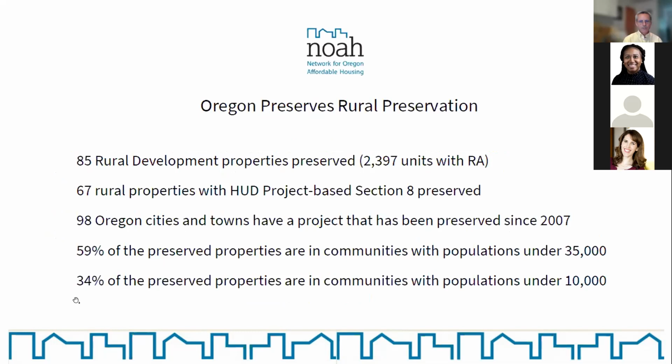In addition to really being focused on preservation, Oregon's done just an outstanding job preserving rural projects across the state. 85 rural development properties have been preserved with 2,400 units or so of rental assistance. To put that in perspective, our portfolio is somewhere around 180, 185 properties right now. So it represents a very high percentage of the properties, and there's lots of effort still going on to preserve what's out there. We've also preserved 67 rural HUD project-based Section 8 properties.